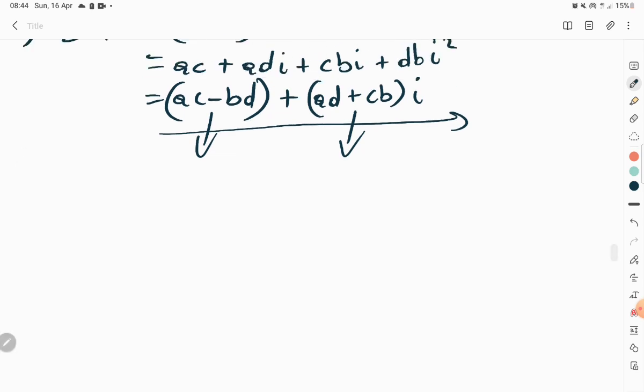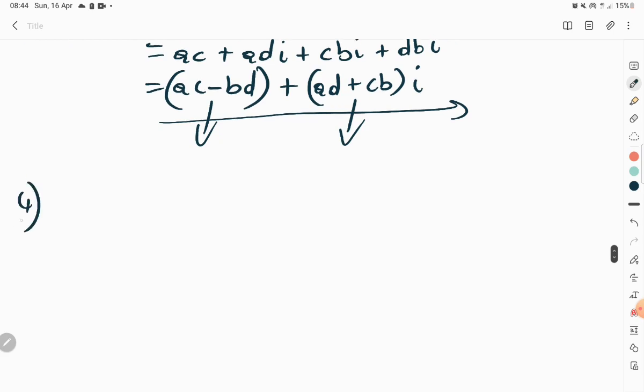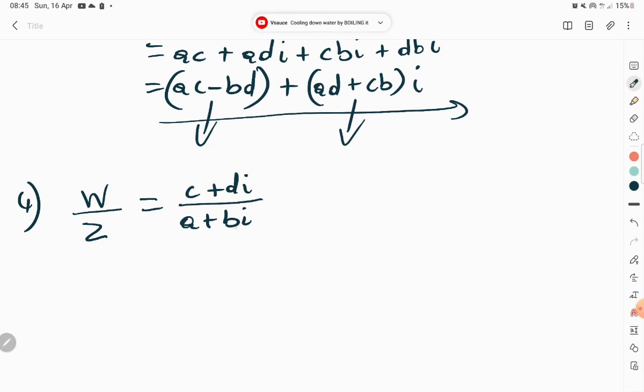Now because we need to use all the operations, why can't we divide? Let's say we divide now. Number 4 says let's find w over z. w is c plus di, divided by a plus bi. So we have this. In order for us to say we have simplified it, it must be in a form with the real part separated and the imaginary part separated.